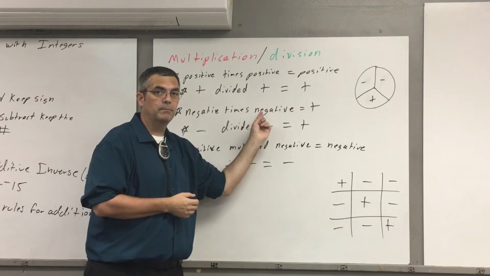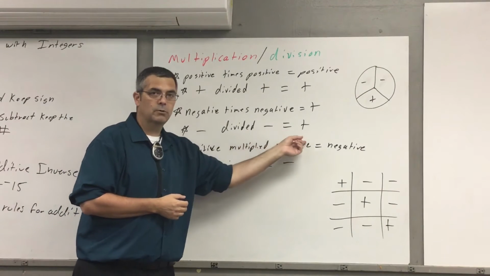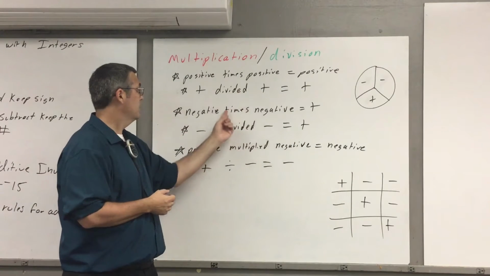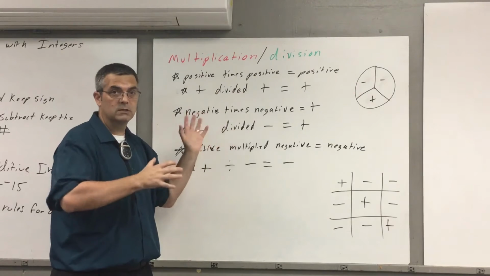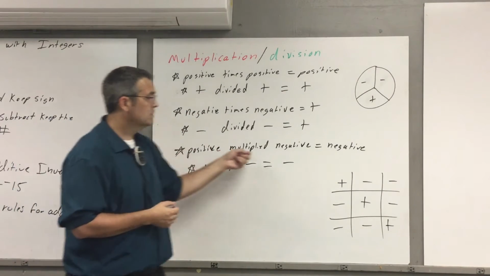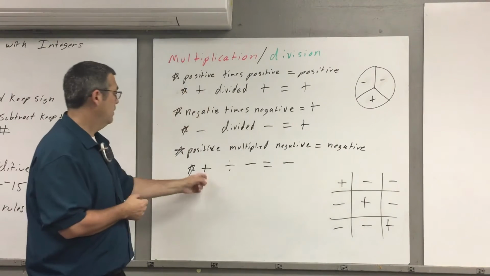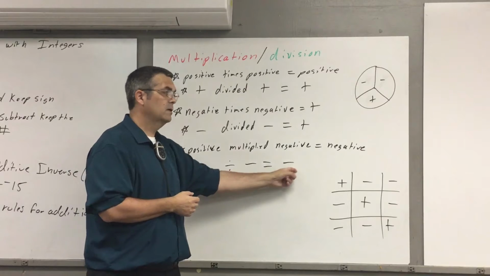This is the one that people make mistakes on. Negative divided by negative gets you a positive. This one right here is the one that you see a lot of people make mistakes on. And then you have positive multiplied by a negative gets you a negative. Positive divided by negative gets you a negative.